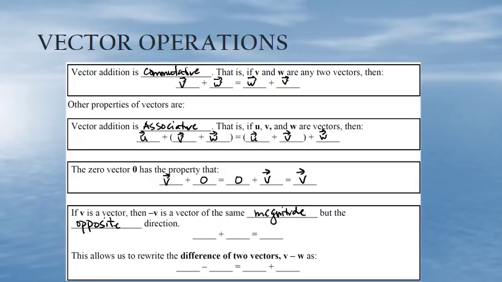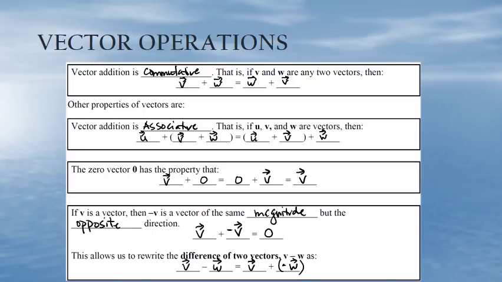So here's what we can say. Vector v plus the opposite of vector v is going to put me back to where I started, or in this case, 0. And this is going to allow us to write the difference of two vectors. Instead of writing vector v minus vector w, we could say that vector v minus vector w is the same thing as vector v plus the opposite of vector w.